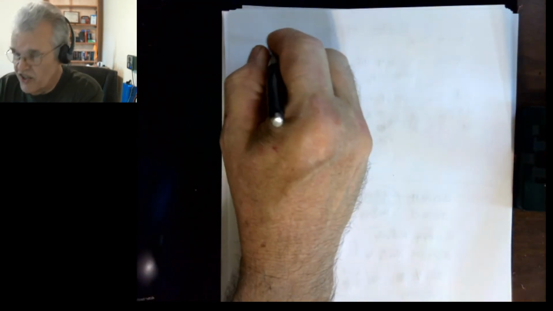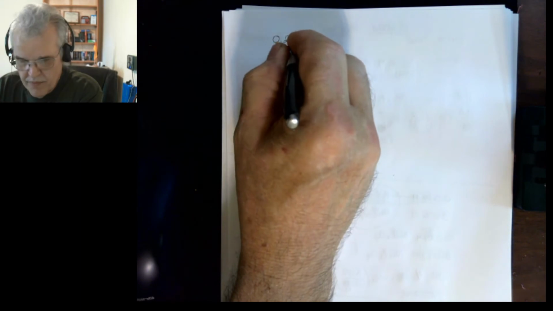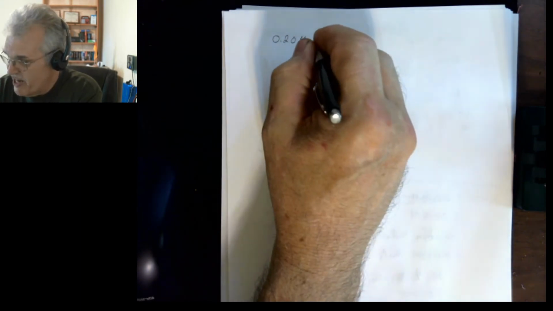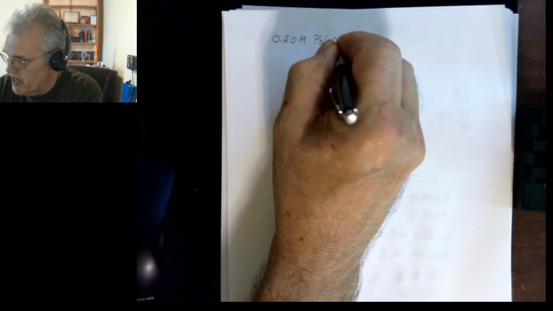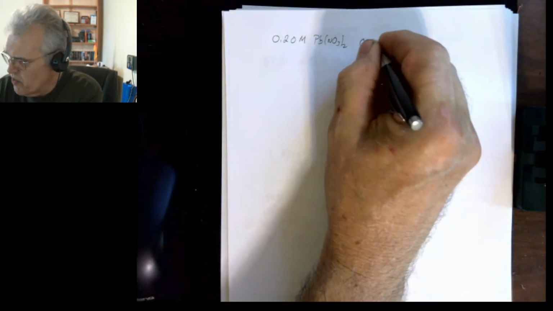So first and foremost, what are we going to be looking at? We're going to be looking at a reaction that is in 0.2 molar lead nitrate, that's Pb(NO3)2. And then it's going to be mixed with a solution that's 0.20 molar.